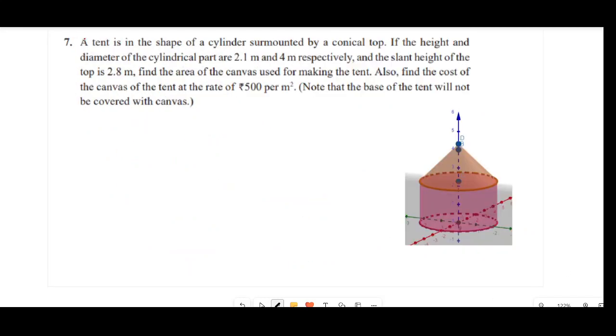Now 7th question. A tent is in the shape of a cylinder surmounted by a conical top. Here look at this figure. If the height and diameter of the cylindrical part are 2.1 and 4, so height is given as 2.1 meter, and 4 meter is the diameter, so 2 meter will be the radius. Now the slant height of the top is 2.8 meter. Now find the area of the canvas used for making the tent.